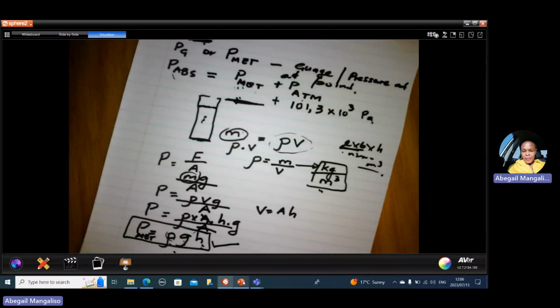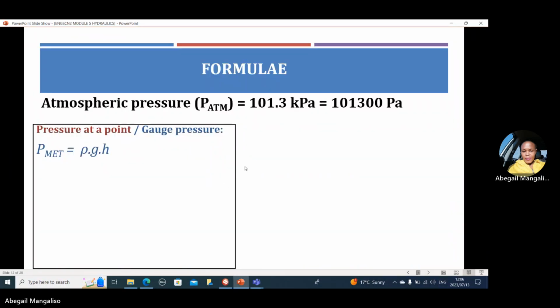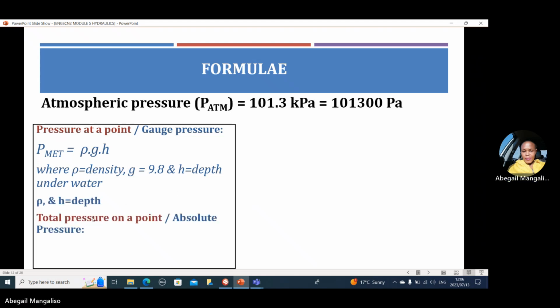Now let's look at the example, or the formula. Let's look more on the formulas. This P or this rho is a density. And G is the gravitational acceleration. H is the depth under the water or under the liquid. The total pressure on a point, or absolute pressure. So when we calculate absolute pressure, it is PMET plus atmospheric, which is this plus the constant value of atmospheric, which is 101,3.